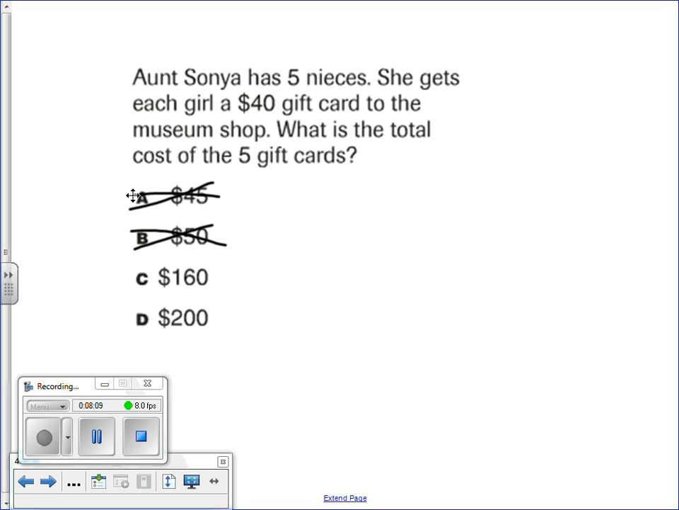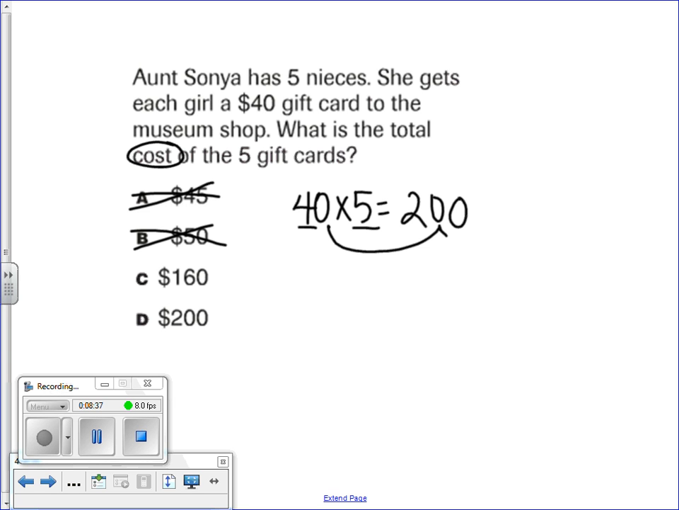We know we're dealing at least with a 3-digit number here. So now we have 160 and 200 left. What are we going to do to solve this one, Brianna? You could do 4 times 5, which equals 20, and then pop on the 0. 4 times 5 is 20. Pop on the 0, 200. And we know we are dealing with cost, so it's money, $ sign. So we're going to go with choice D for this one.